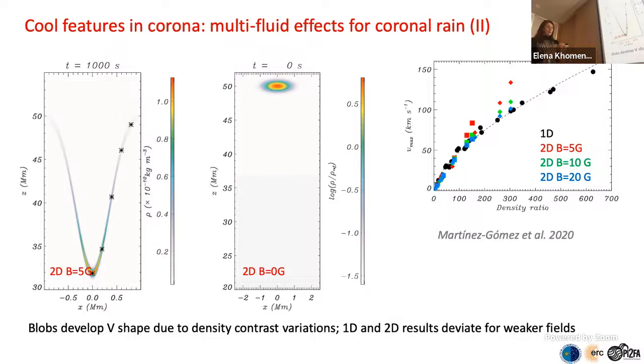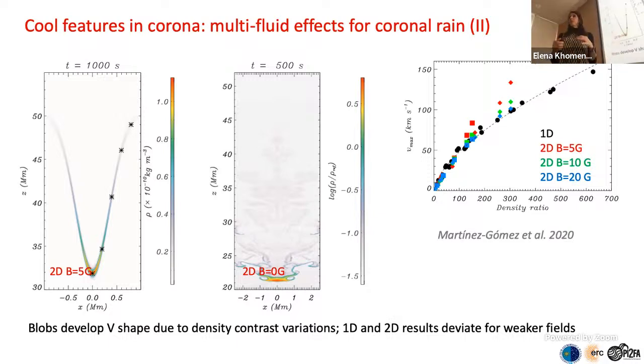If you do this without a magnetic field, which is the movie next to it, it will be completely different, because the magnetic field stops the Kelvin-Helmholtz instability from developing. If there is no magnetic field, you have your block completely destroyed. So the magnetic field really plays a very important role in those blobs falling. And it has also been seen that the falling speeds are different in 2D and in 1D if we compare these simulations.